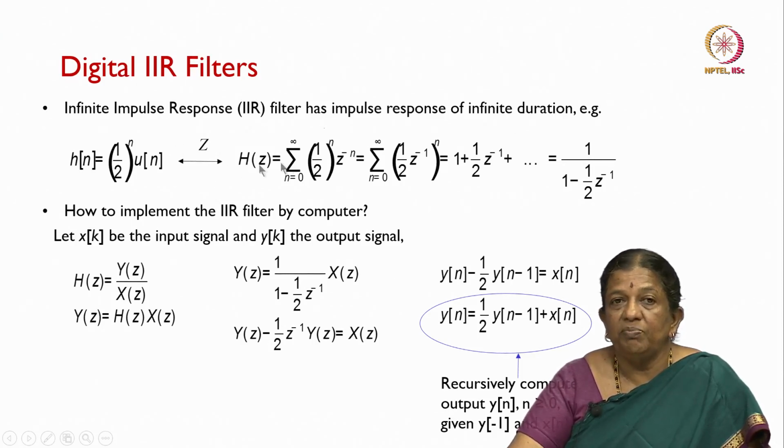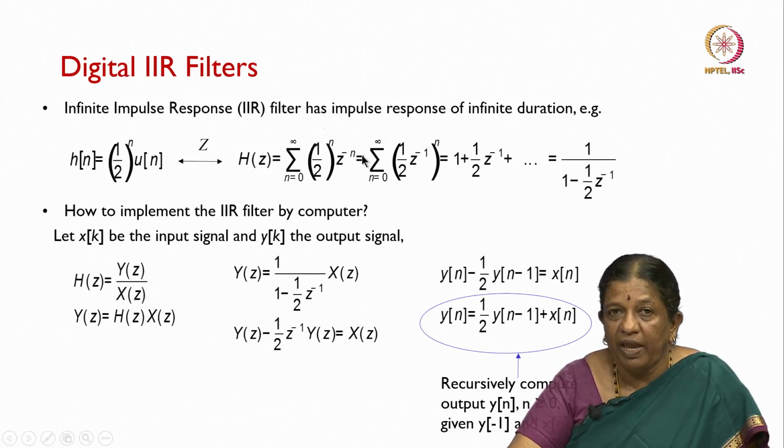So, what does that mean, we will be seeing in a while. If I give the impulse response h of n is equal to half to the power of n into u of n, that is the step function. The same thing in the frequency domain, or the z domain, is represented as H of z, which is the sum from n equal to 0 to infinity of half to the power of n into z to the power minus n.